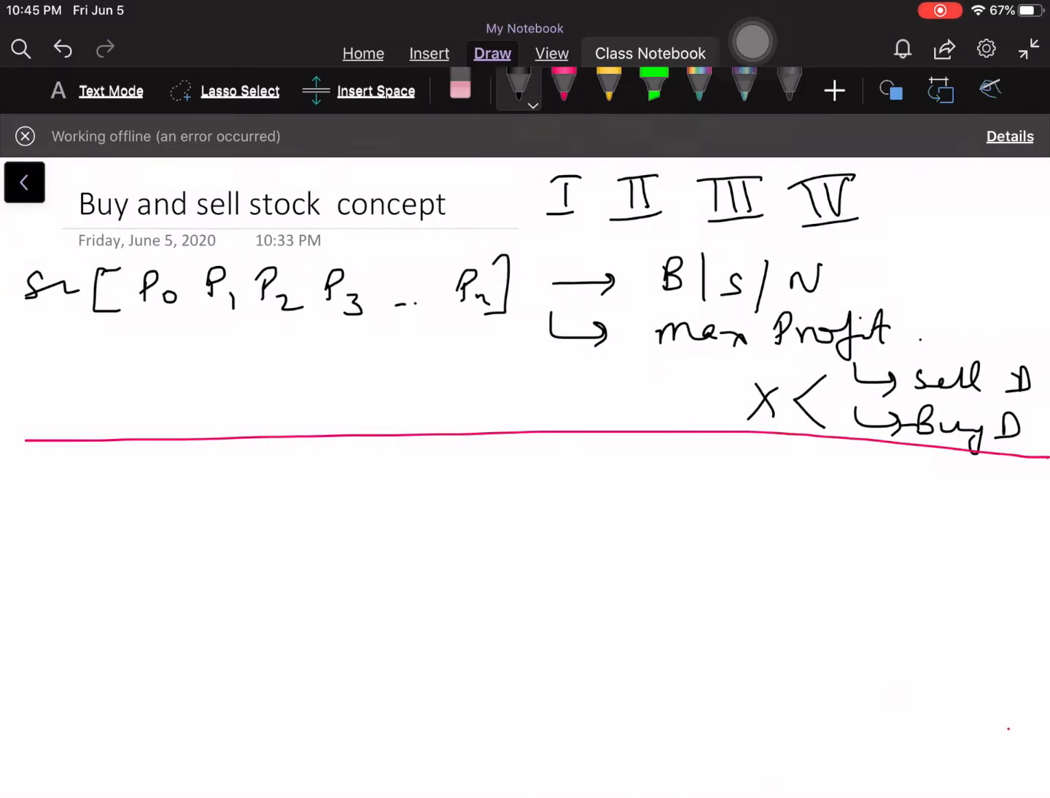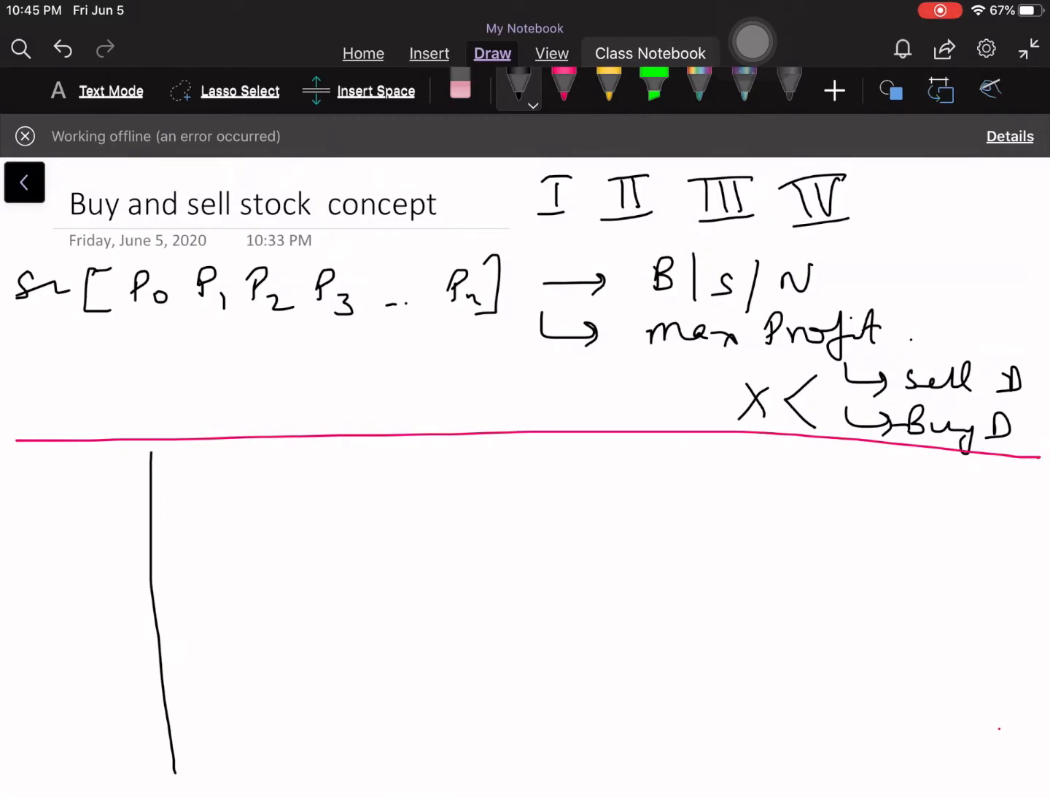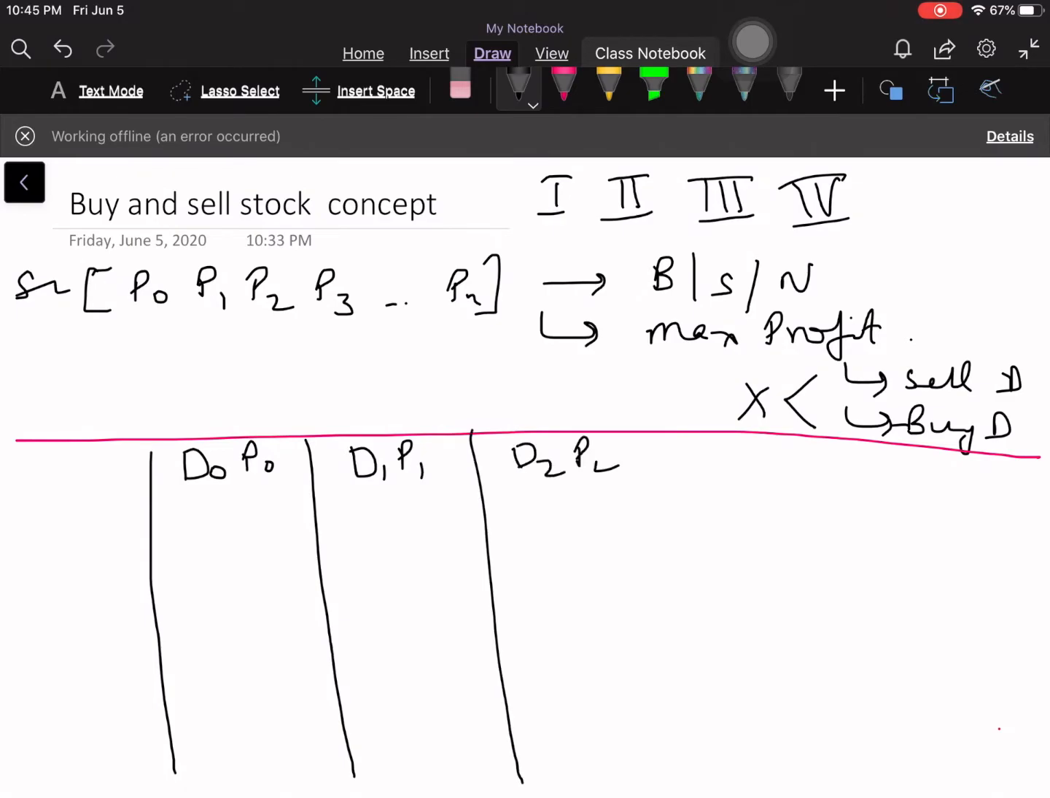Let's divide it into parts: day 0, price P0, day 1, price P1, day 2, price P2, day 3, price P3. Let's say there are 4 days, not more than that. So how do we start? On the day before day 0, you don't have any stock; the stocks are 0. So what can you do on day 0?